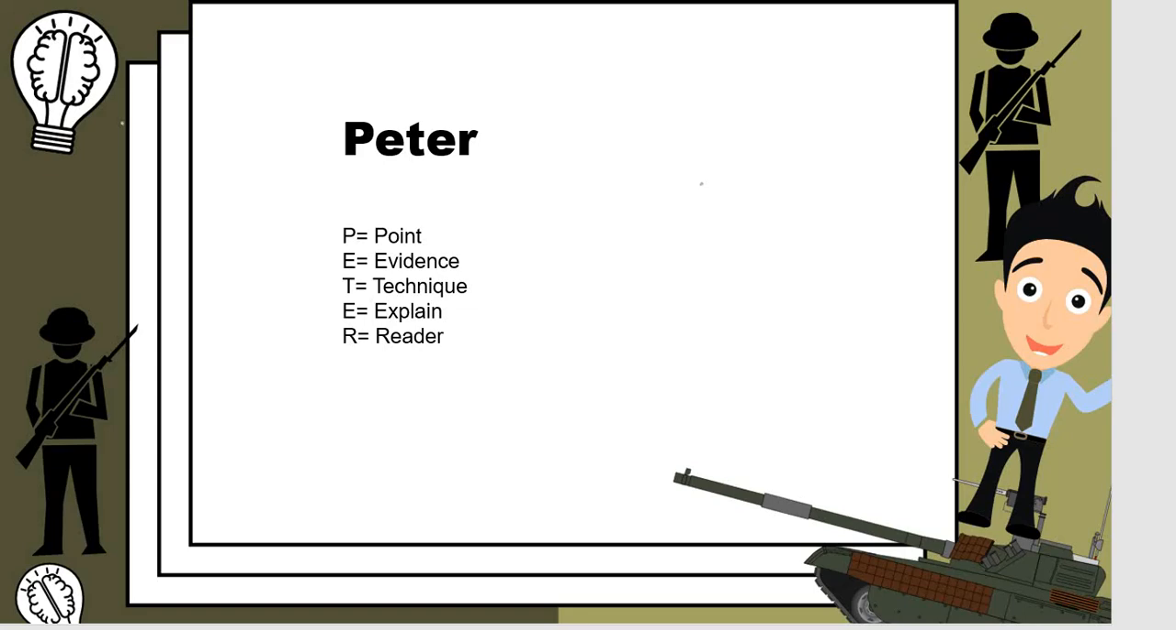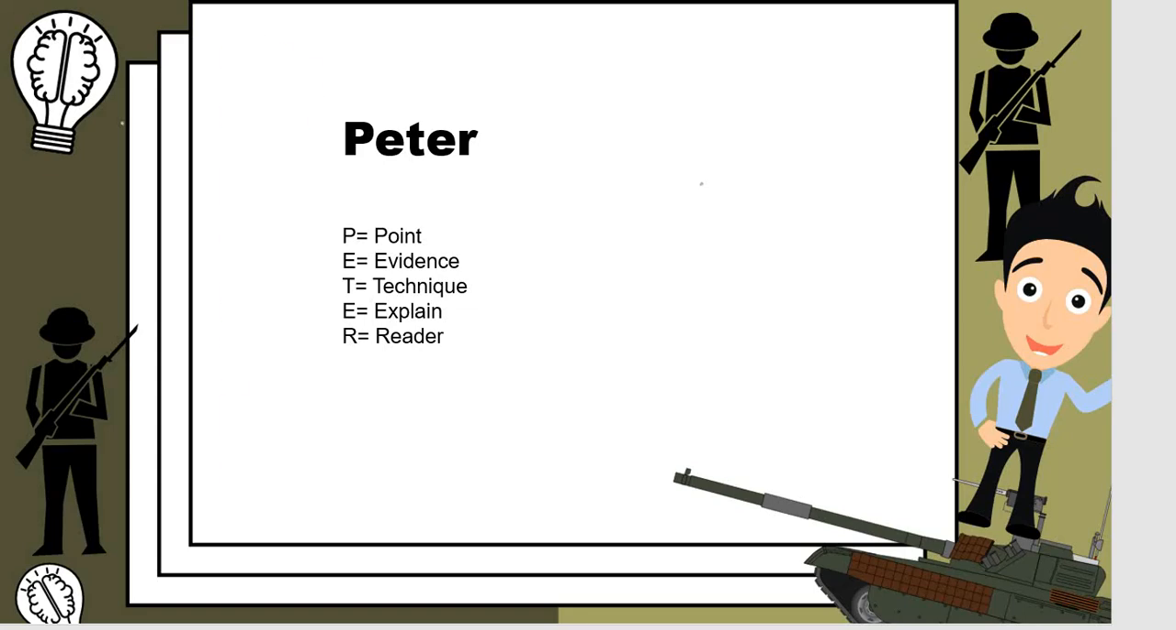Now remember, if you can't find the technique, you can say the use of the word frightfully, the use of the word exciting, taking that quote, frightfully exciting. You can say the use of the phrase. So do not waste time in an exam racking your brains. If you're stuck on the technique, it's a word or it's a phrase. So Peter: point, evidence, technique, explain, reader.